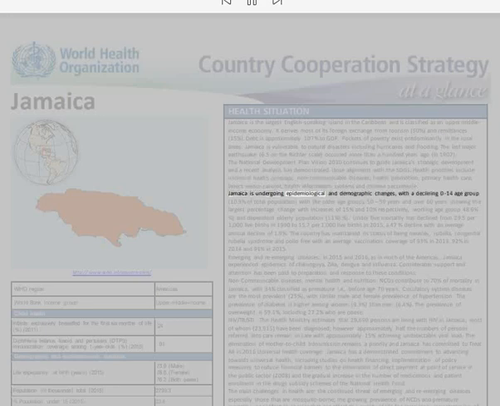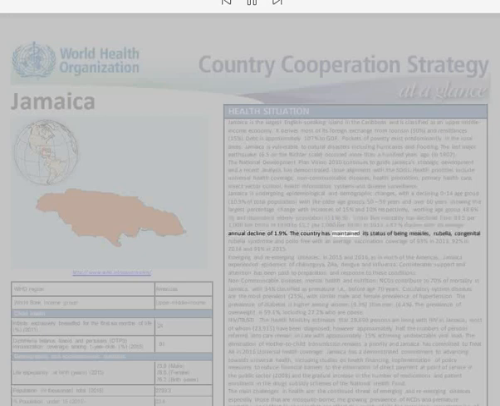Jamaica is undergoing epidemiological and demographic changes, with a declining 0-14 age group, 10.9% of total population, with the older age groups 50 to 59 years and over 60 years showing the largest percentage change, with increases of 15% and 10% respectively, working age group 48.6%, and dependent elderly population 11%. Under 5 mortality has declined from 29.5 per 1,000 live births in 1990 to 15.7 per 1,000 live births in 2015, a 47% decline with an average annual decline of 1.9%.